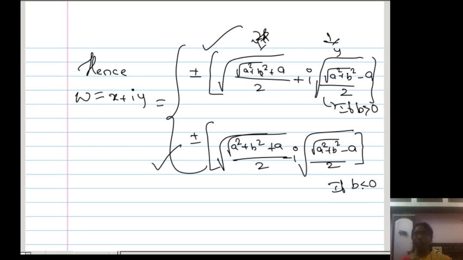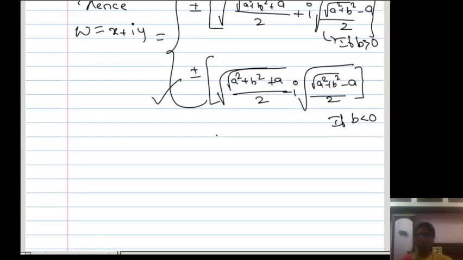So what happens, if b is less than 0, x and y values have opposite sign. If b is greater than 0, x and y both have the same sign. So depending on the sign of b, by using this formula, we have to do the problem. See, now my question is, how to find the square root of a complex number.